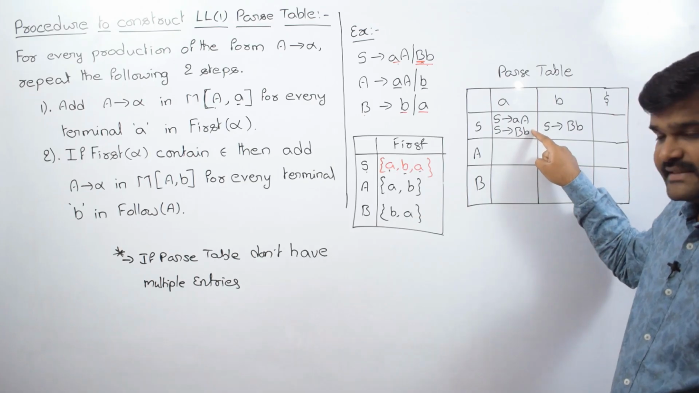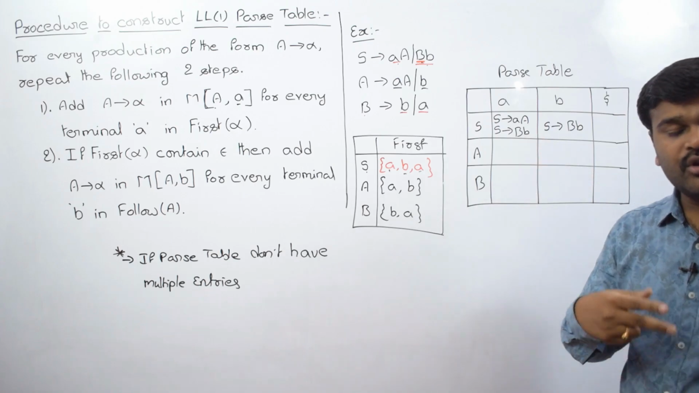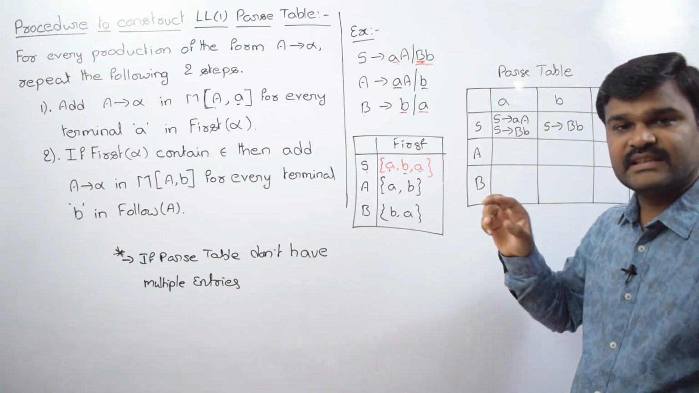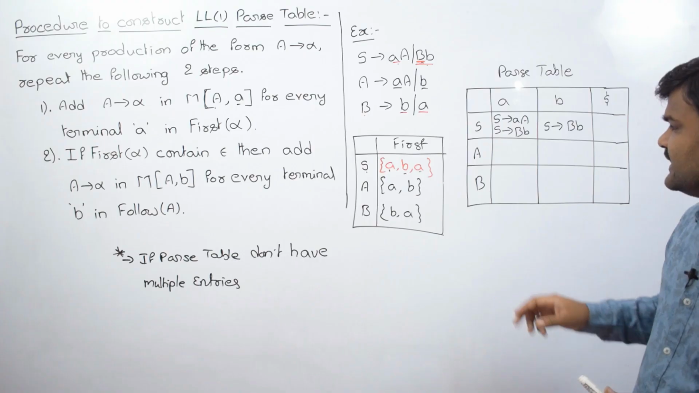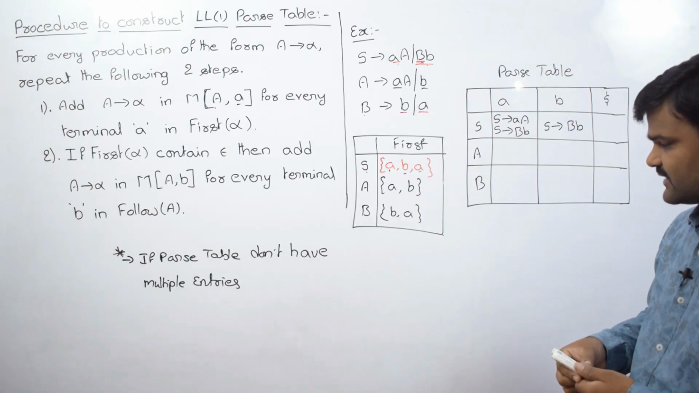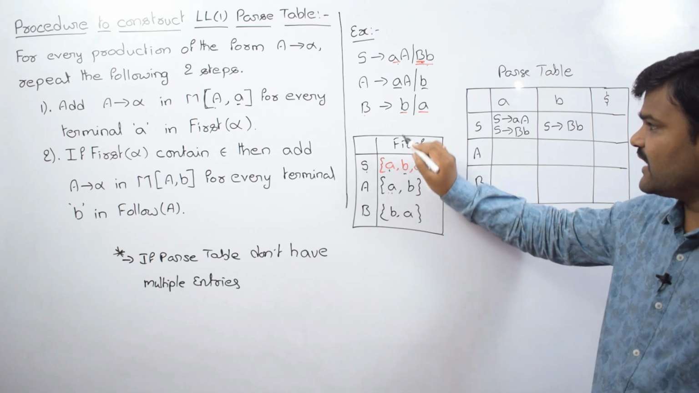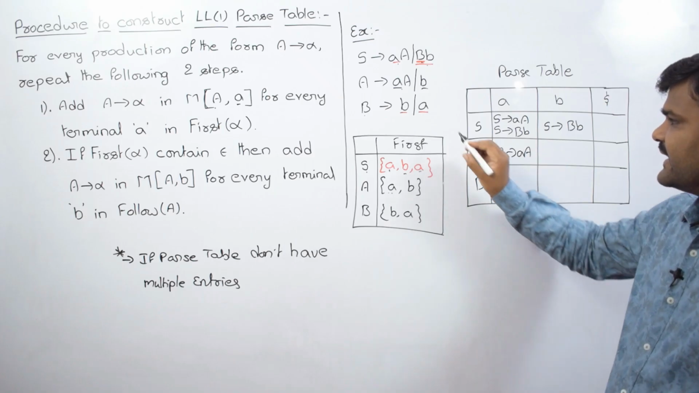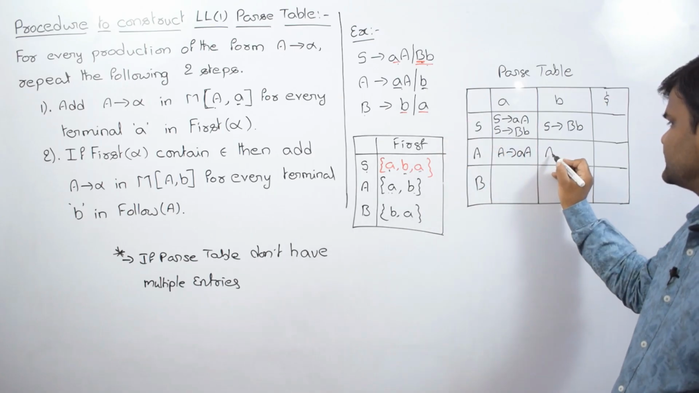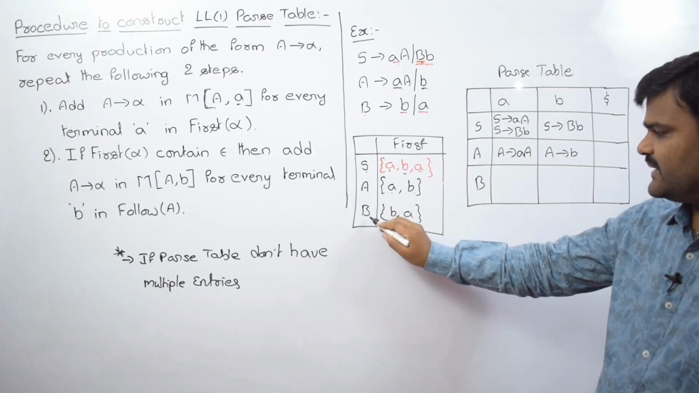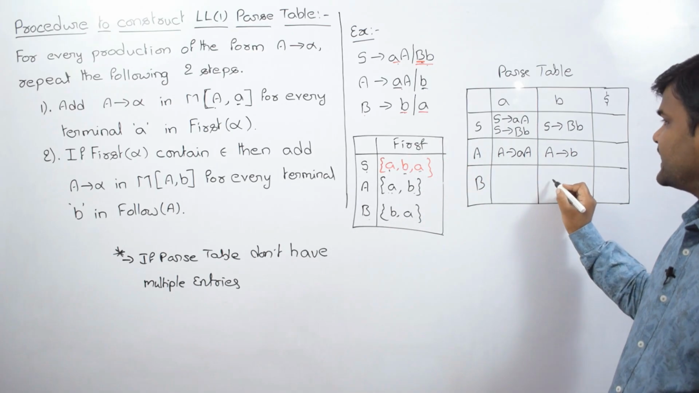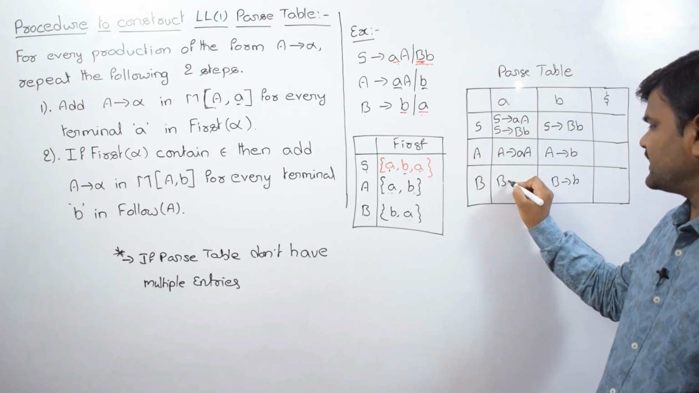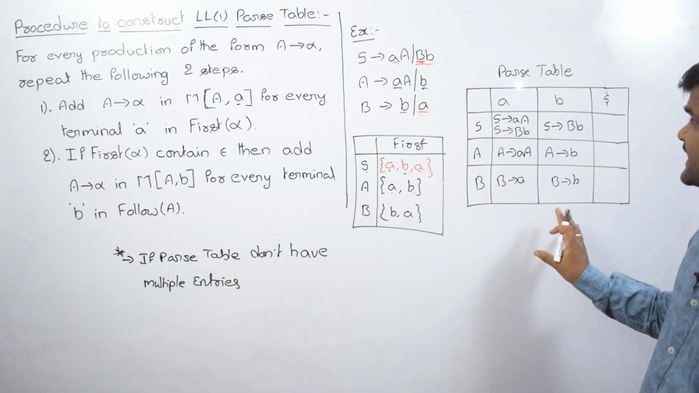If you have multiple entries, that means 2 or more productions will be there in the same cell. Definitely those 2 productions are different. Next, FIRST of A we have a and b. This a we got from this, that means A arrow small a capital A. Next, this b we got from this production, so A arrow B. Next B: if you take b, under b, B arrow small b, and this a we got from this, so B arrow small a. So now the parse table is ready.